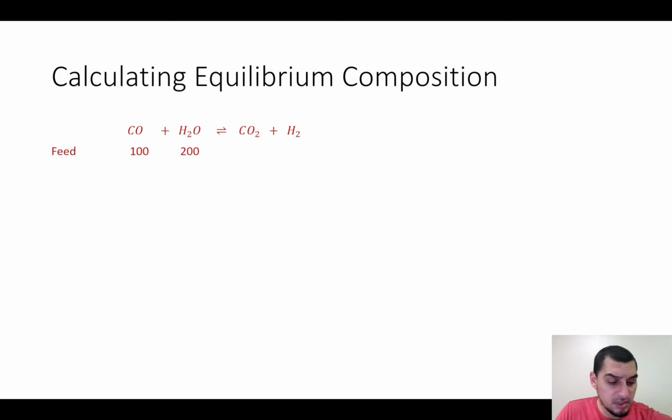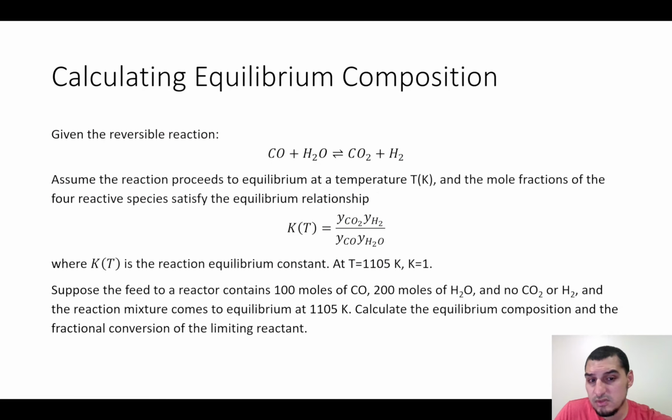The tricky part here is that we don't know how much is consumed or how much is produced. For all the examples that we solved before, we knew how much of a specific component is either consumed or produced. In this case, we need to know how much is reacted, and then we can calculate the rest of the parameters. We don't know. What we know is that the equilibrium constant is equal to 1. That relates the mole fractions. So this is going to be a little tricky.